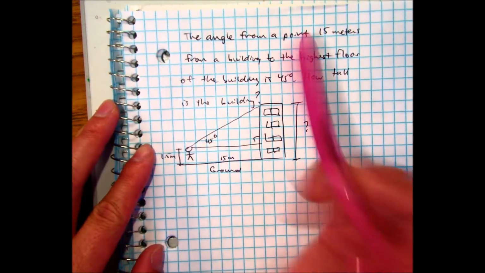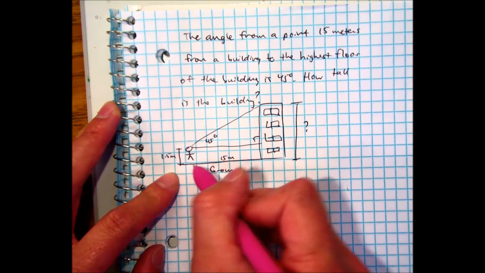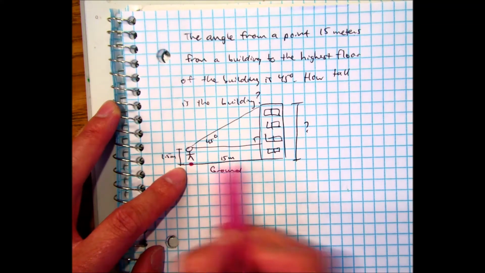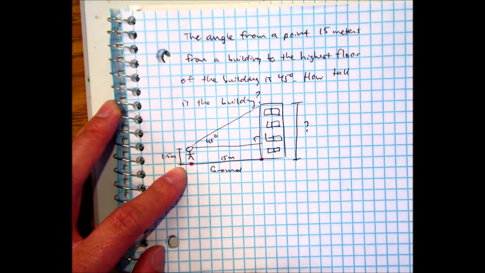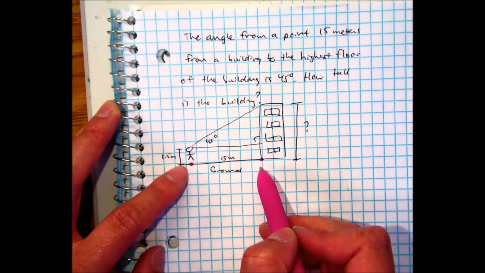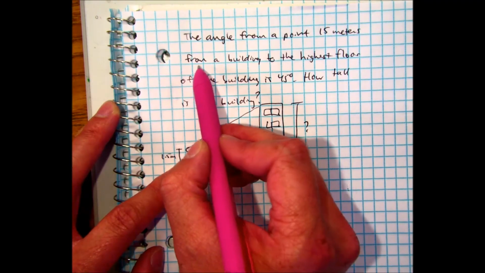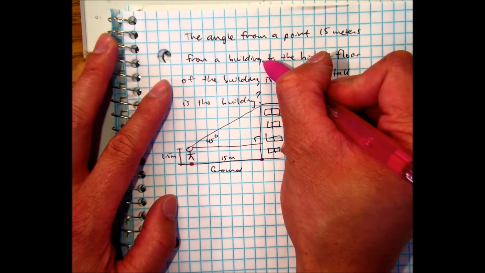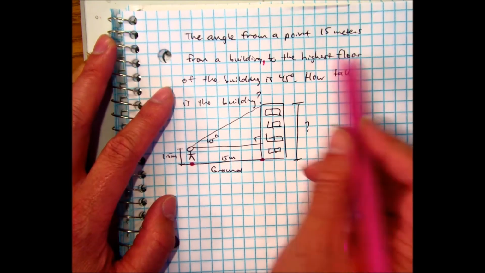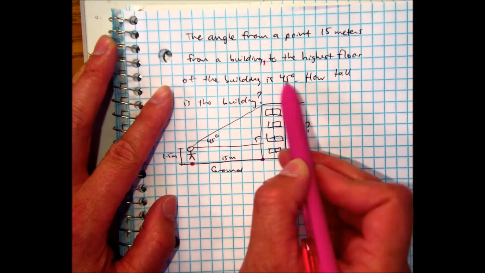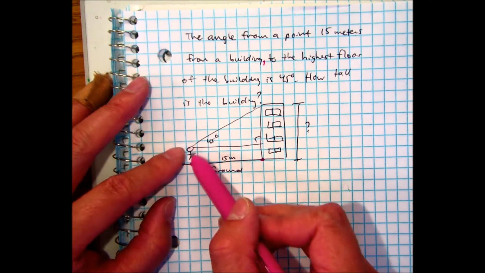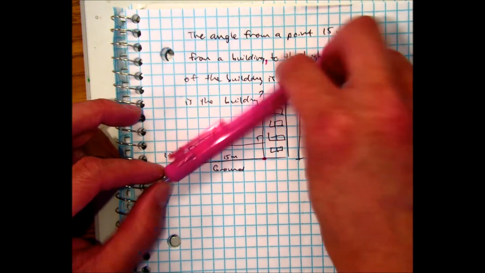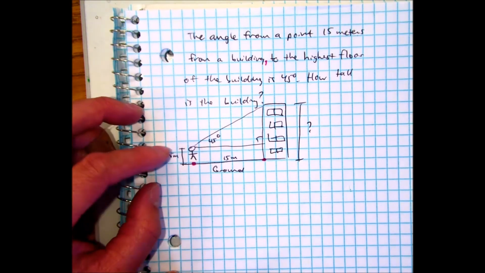The angle from a point. So this seems to be the point, and notice how it's 15 meters away from the foot of the building. From a building to the highest, we should have a comma here, to the highest floor of the building. So from this point where that person's standing is 45 degrees. So they're looking straight out and they kind of look up. How tall is the building?